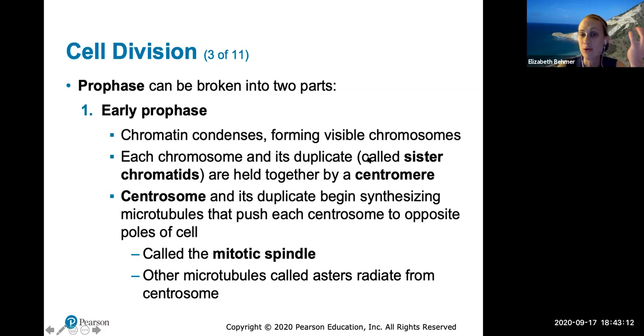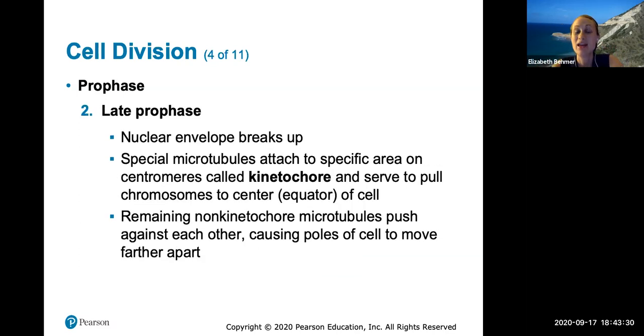Each half of a chromosome is called a sister chromatid, and they're held together in the center by a centromere. We got a lot of C words here. And a centrosome and its duplicate begins synthesizing microtubules that push each centrosome to opposite poles. In late prophase, the nuclear envelope breaks up. So again, the DNA at this point is still in the nucleus. So early prophase, the DNA forms chromosomes, and in late prophase, the nuclear envelope breaks up.